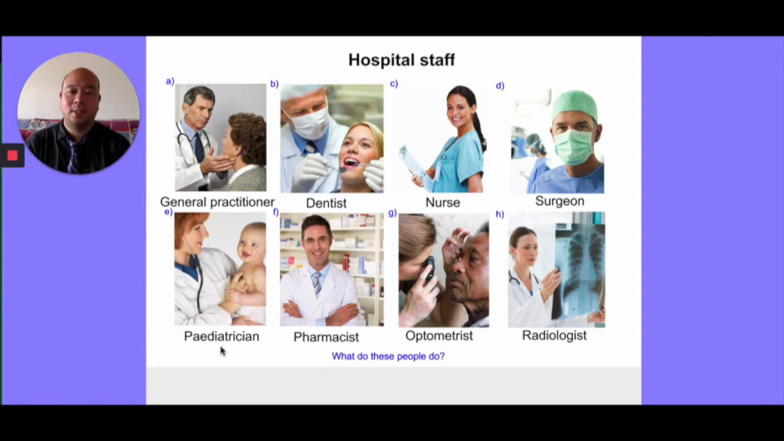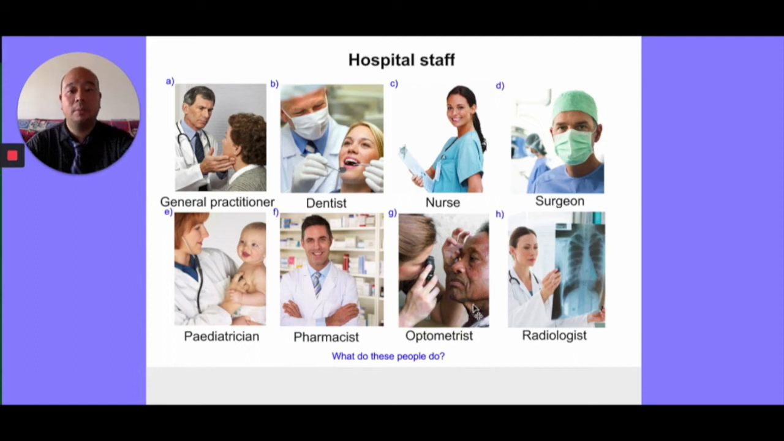The pharmacist. So when you want to buy some medicine or after going to the doctor and the doctor gives you a prescription, then you will go to the pharmacy, the drugstore, where you will see the pharmacist. So the pharmacist is the person working in the drugstore, and he will select the medicine that you need in order to help you to get better.